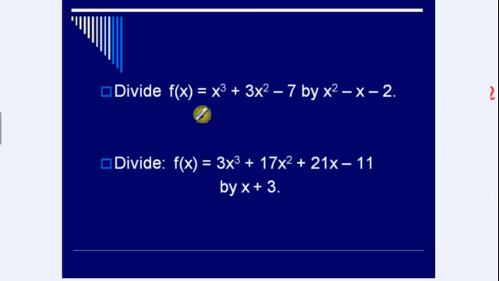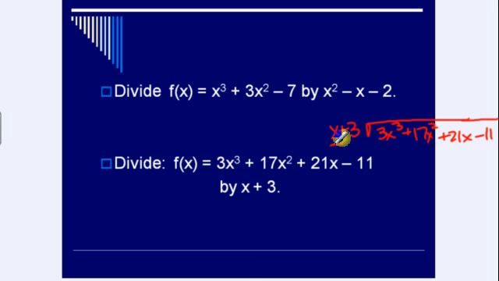And one more example if you need it. All right, 3x cubed plus 17x squared plus 21x minus 11 divided by x plus 3. So x goes into 3x cubed 3x squared times, because 3x squared times x does equal 3x cubed.